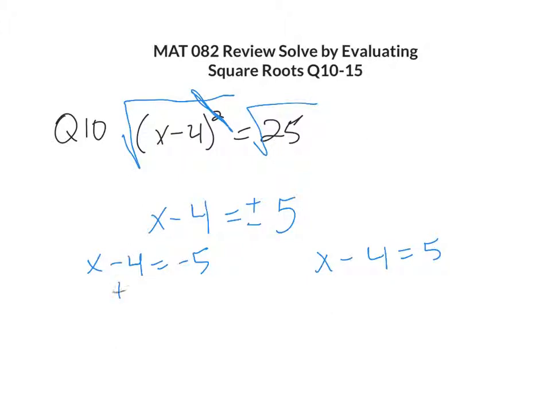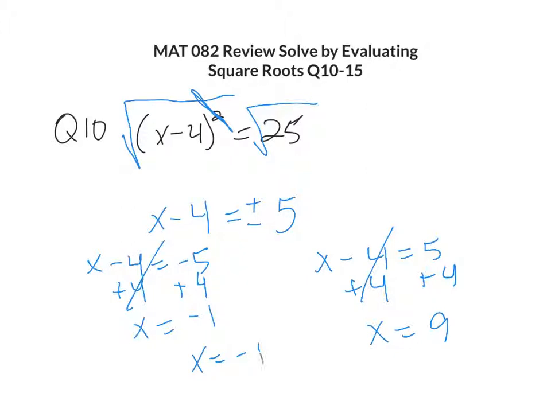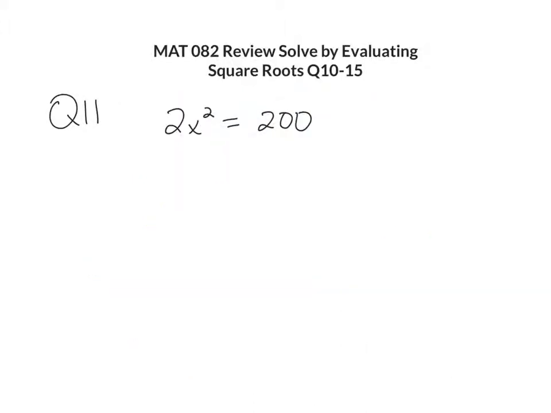To get rid of a minus 4, we're going to add 4 to both sides. That works for both equations. And I will get x equals negative 1. And over here you get x equals 9. So you'd write them together, x equals negative 1, comma 9. And you put the braces over it, or the curly brackets. And that's how you solve it. So let's do some more problems like this.